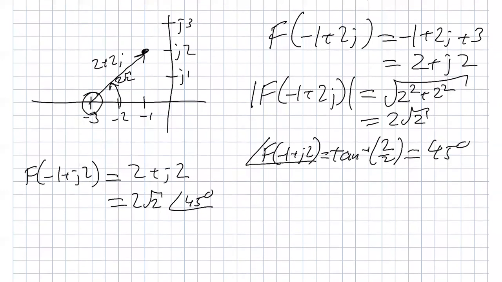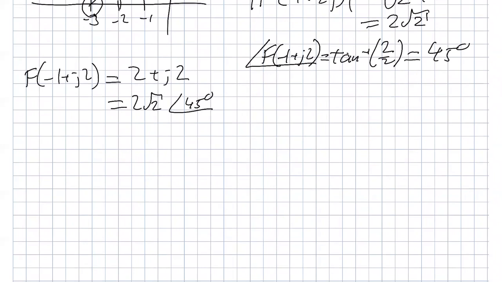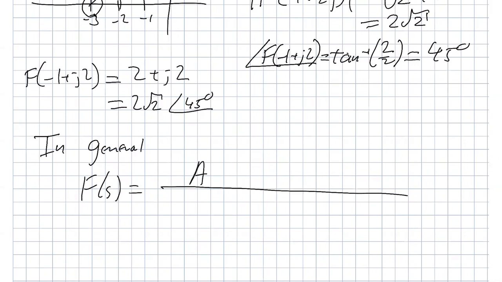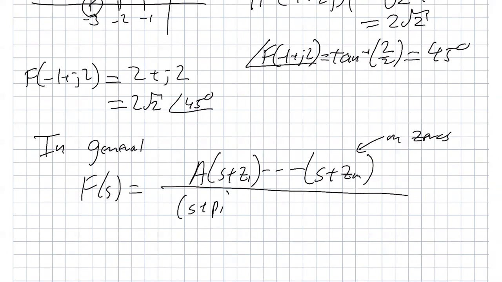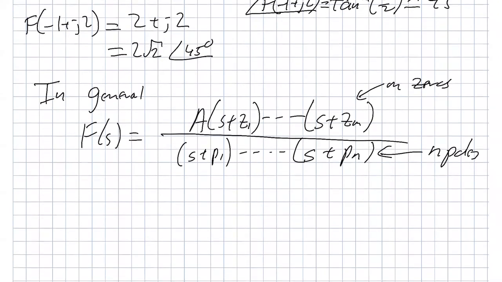So in general, I'm going to have more than one zero. If we're looking at a transfer function, we've got f of s. There might be some type of gain here, and then I have s plus z1 all the way to s plus z sub m. So I have m zeros. And then I have s plus p1 all the way to s plus p sub n. So I may have n poles.